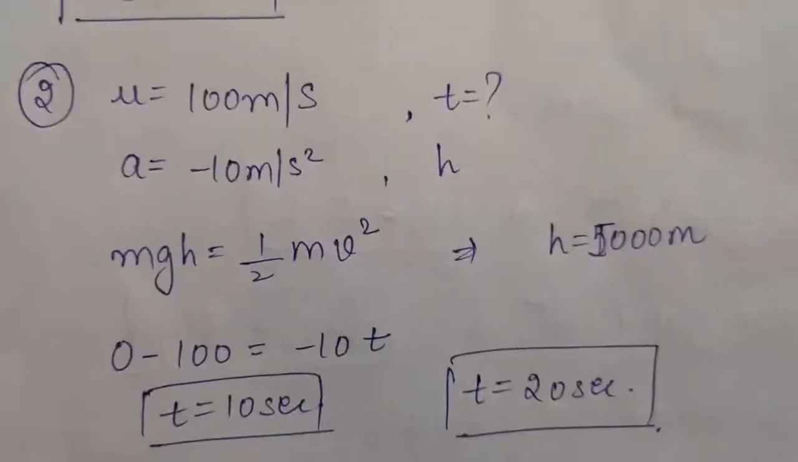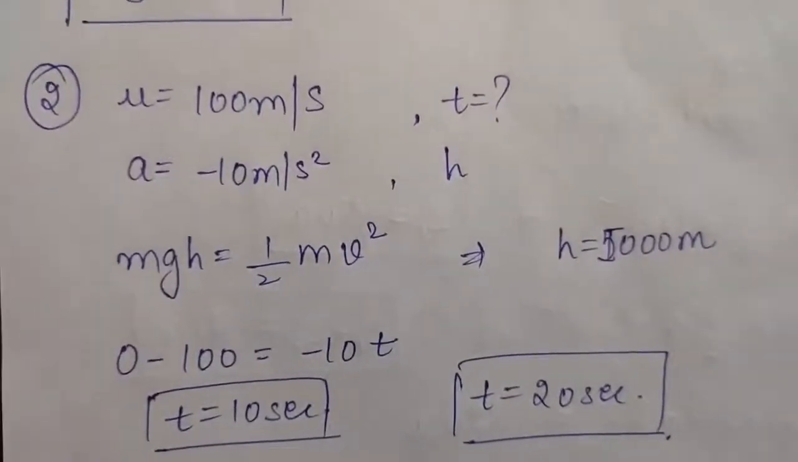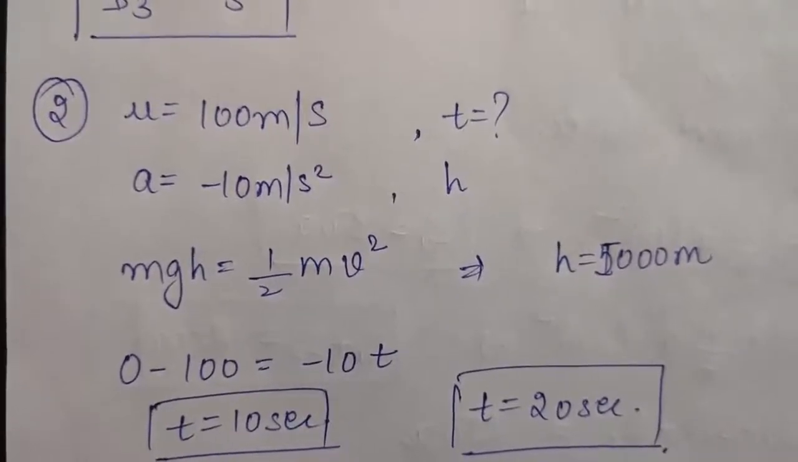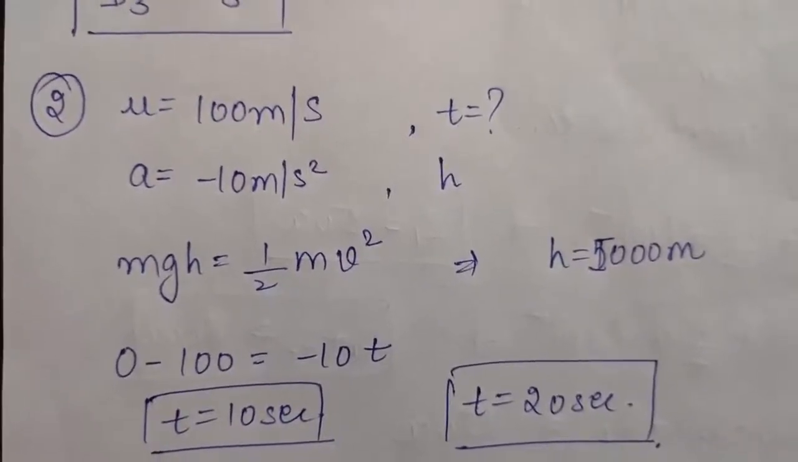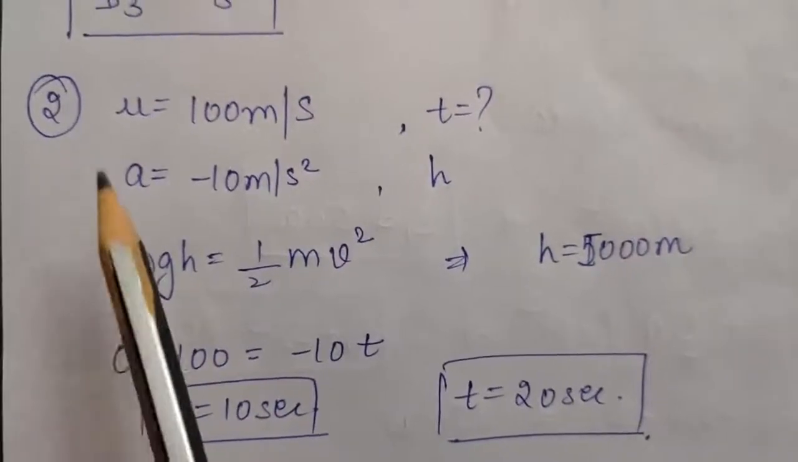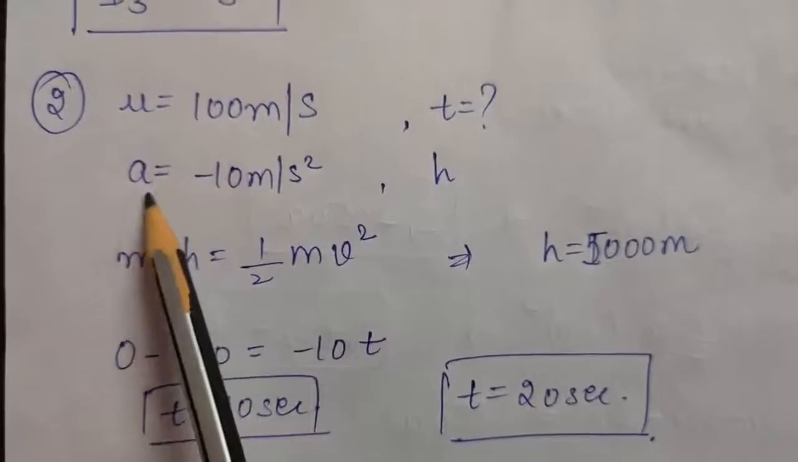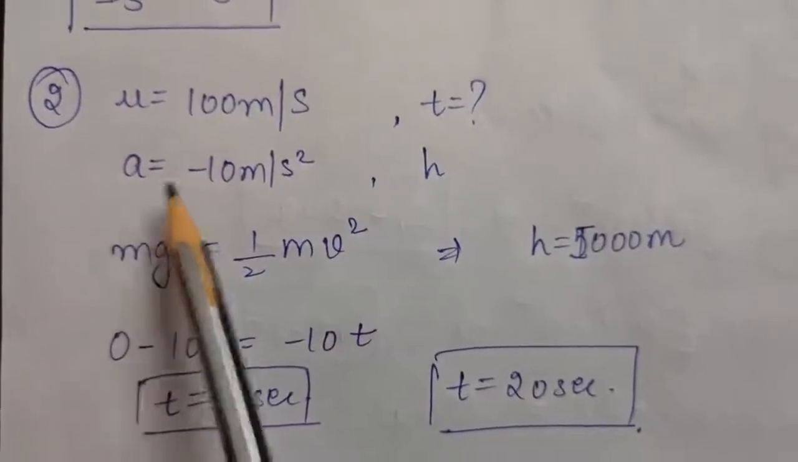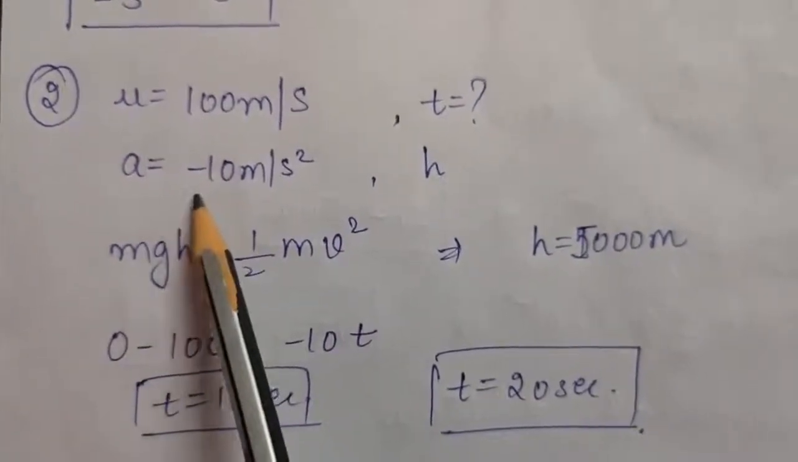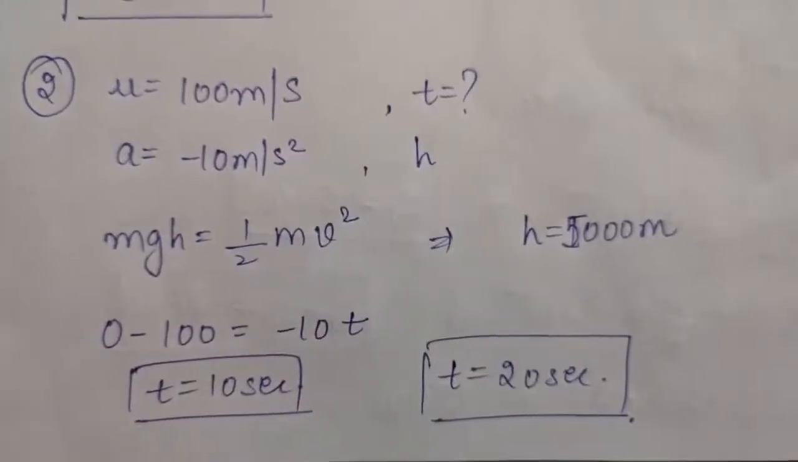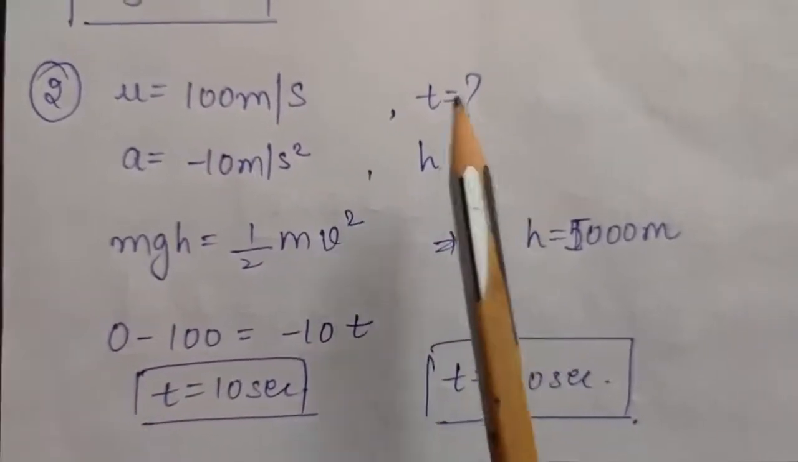Okay. In the second question, it is given an object is projected upward with a velocity of 100 meter per second. After what time will it strike the ground? Okay. So now initial velocity, that is u, is given to be 100 meter per second. As it is going upward, that means acceleration will be minus g, or you can say minus 10 meter per second. Let us say that it goes up to a maximum height of h in time t.